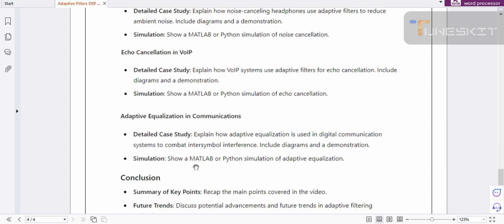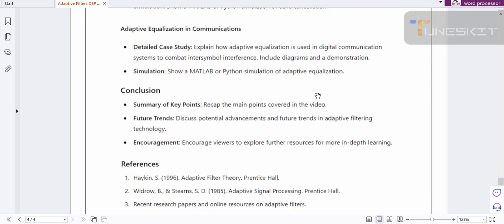The third example is adaptive equalization in communications. It explains how adaptive equalization is used in digital communication systems to combat intersymbol interference. It includes diagrams and a demonstration. It uses a MATLAB or Python simulation of adaptive equalization.